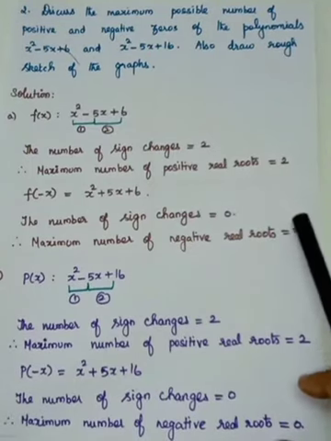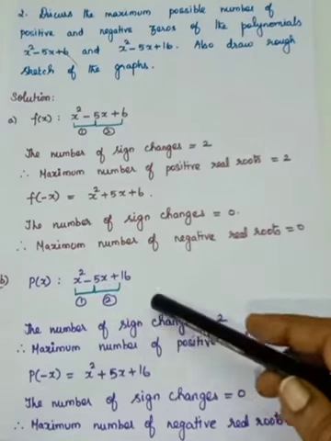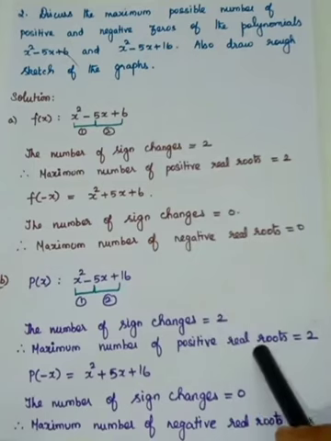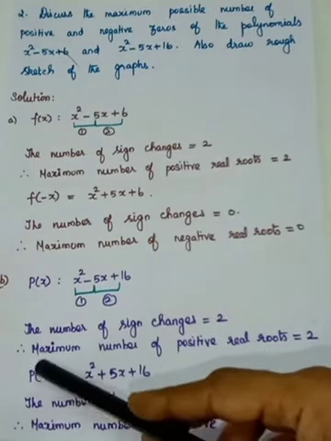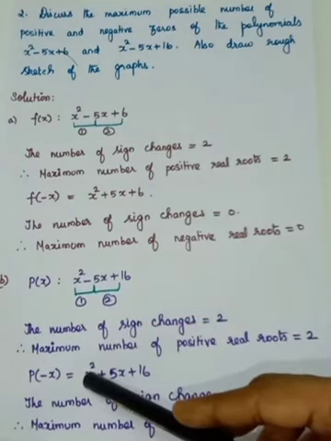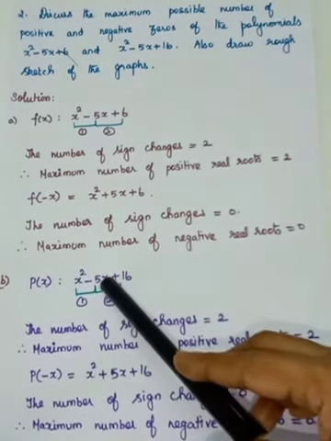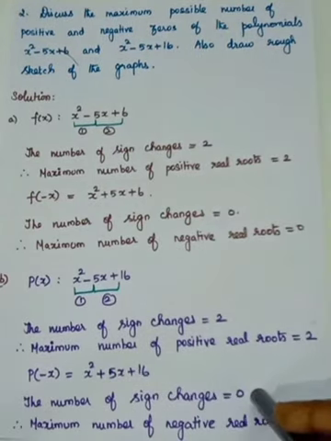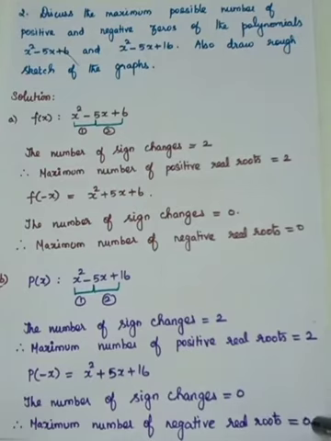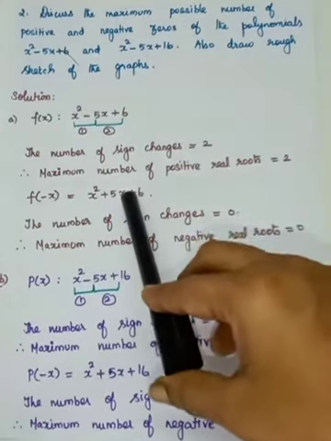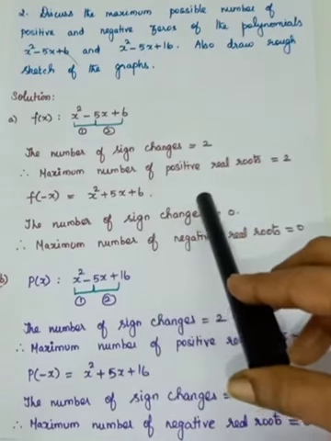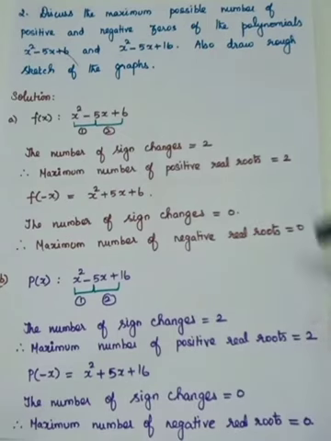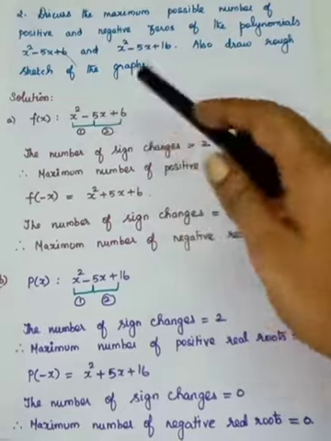And consider the next one. Next polynomial: x squared minus 5x plus 16. You see the number of sign changes in that is 2, so the maximum number of positive real roots is 2. And p of minus x: if you substitute, minus x the whole square is plus x squared, and x as minus x means it is plus 5x plus 16. So the number of sign changes is 0, so the maximum number of negative real roots is 0. So therefore this equation has a maximum of 2 positive real roots and no negative real roots. Here also the same thing.